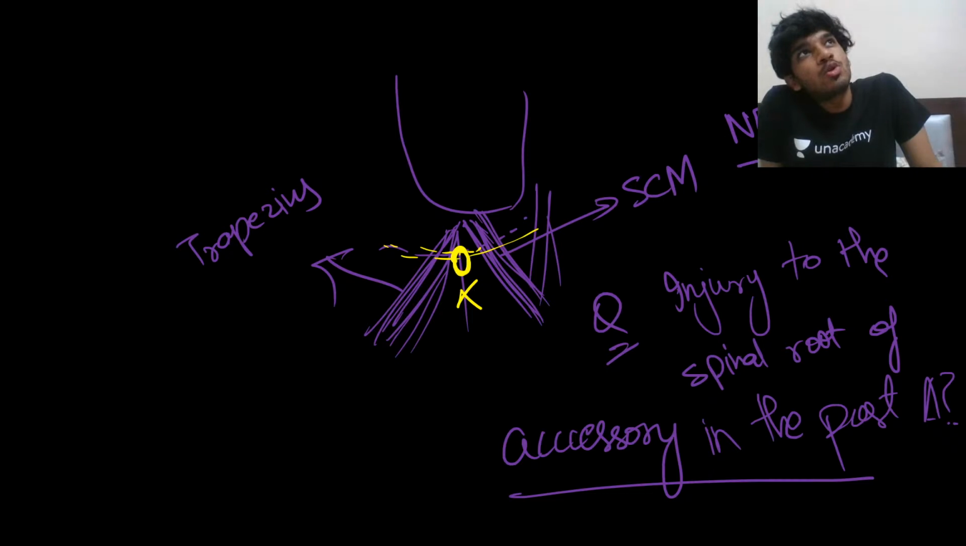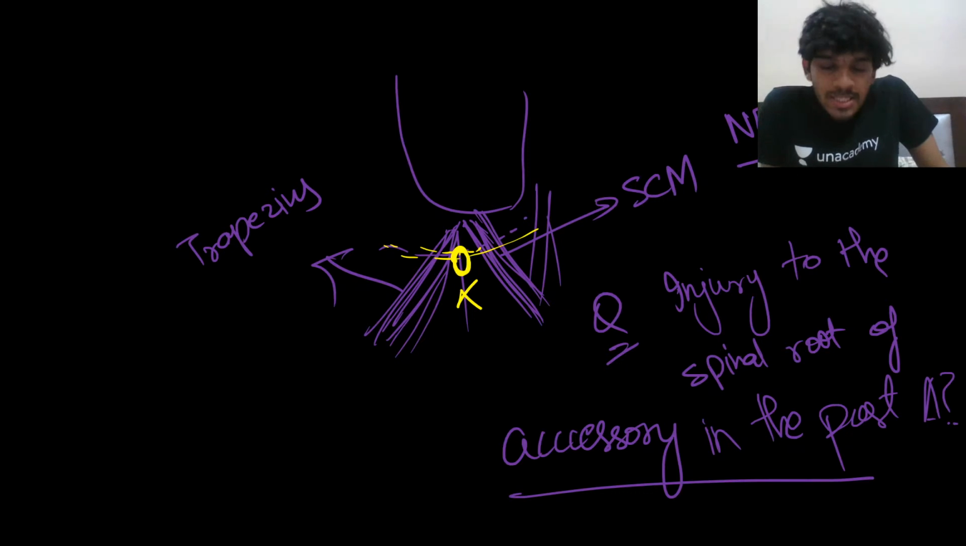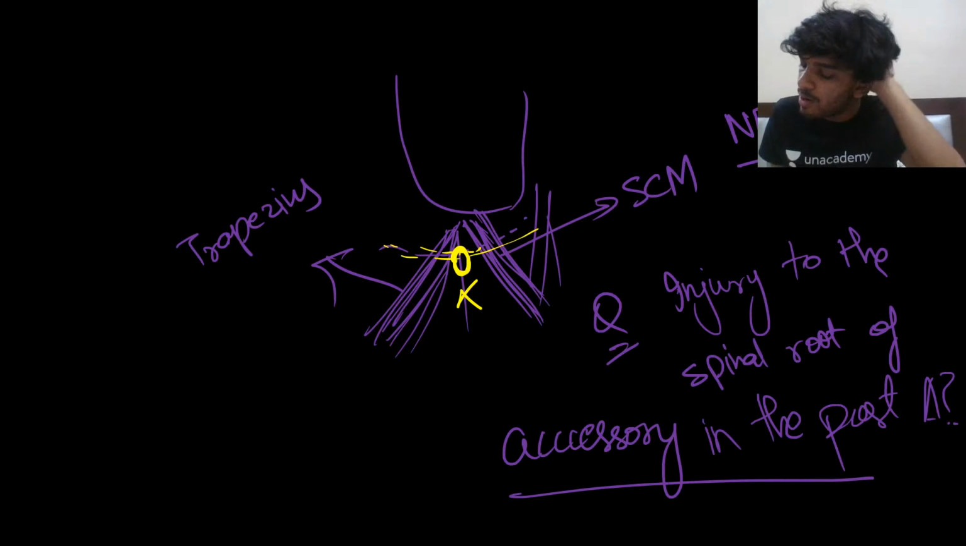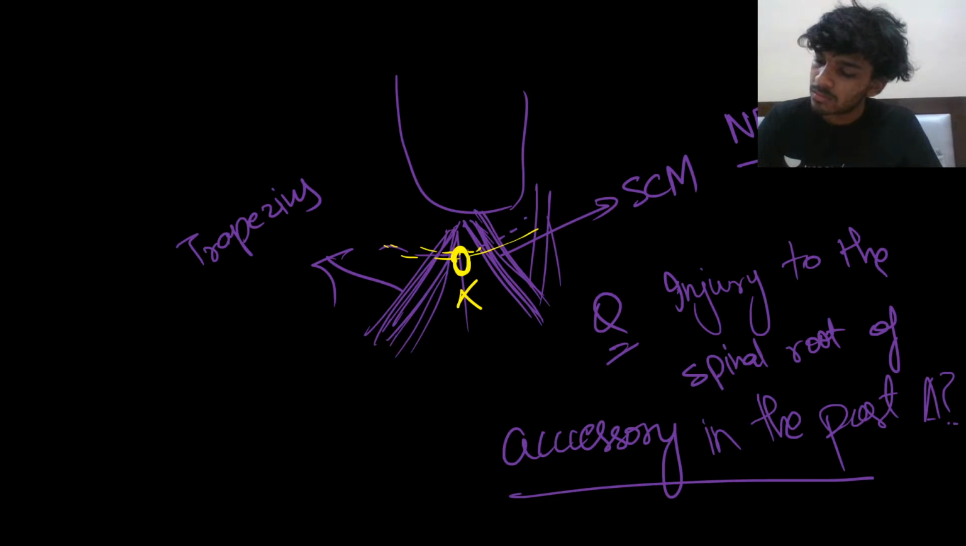Winging of scapula, yes, to some extent, but winging of scapula is more or less related to your serratus, है ना? But trapezius में भी होता है. There's a slight winging of the scapula which gets more pronounced when it is for a longer duration. Right. So trapezius will get affected, whereas sternocleidomastoid muscle remains intact.